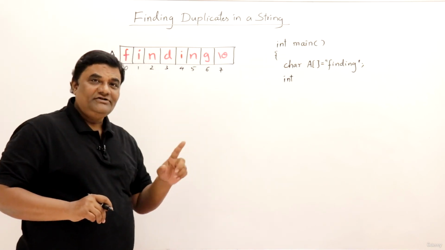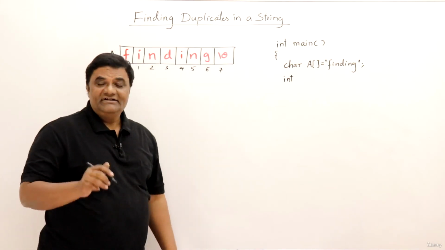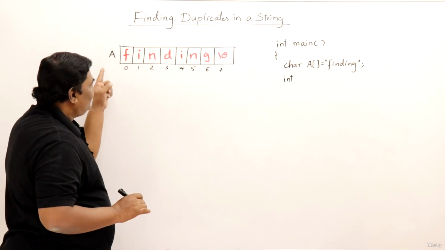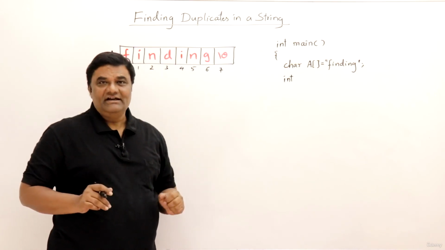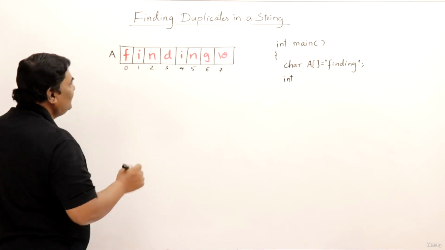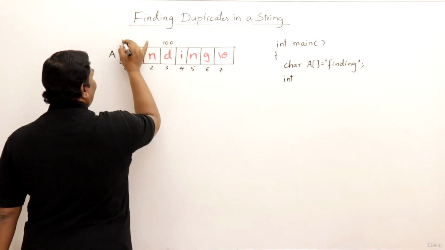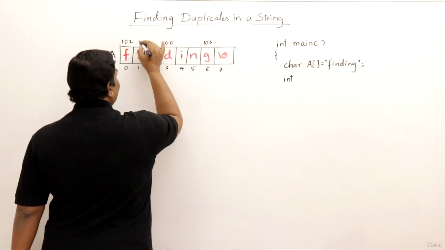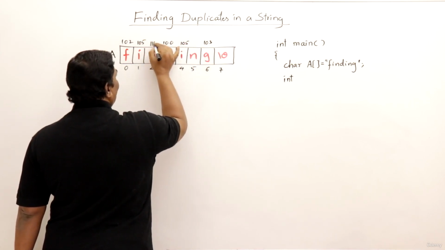So let us see what we are actually going to store. We are going to store alphabets, and these alphabets have their ASCII codes. I have taken all these alphabets as lowercase, so they are in the range of lowercase alphabets. We should know the ASCII codes of all these alphabets, so let me write down the ASCII codes. See, the ASCII code of D is 100, F is 102, G is 103, I is 105 and N is 110.